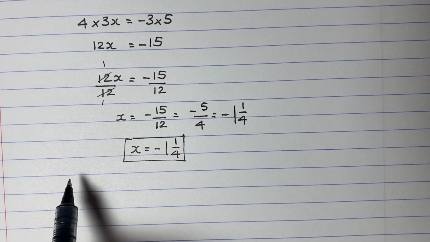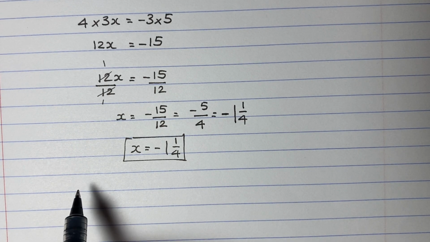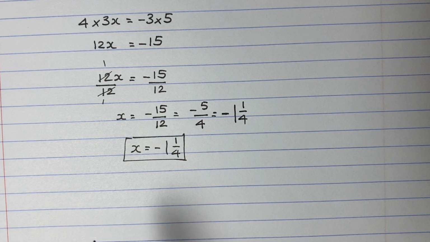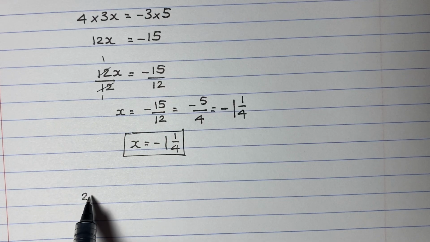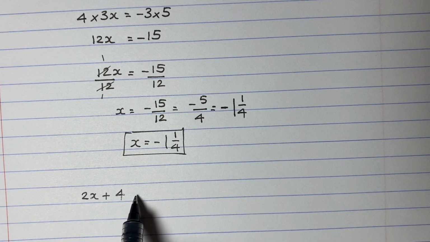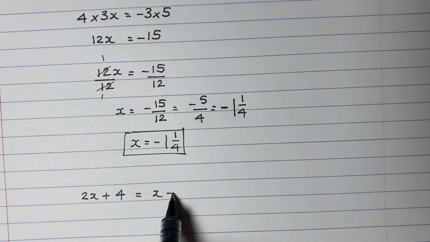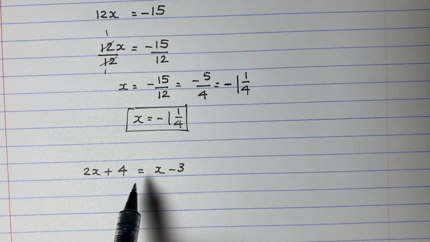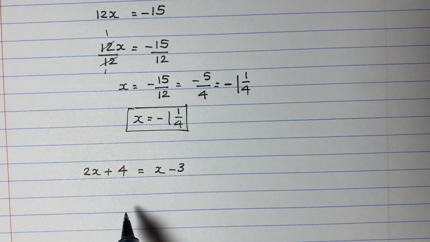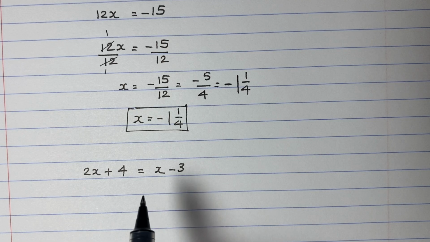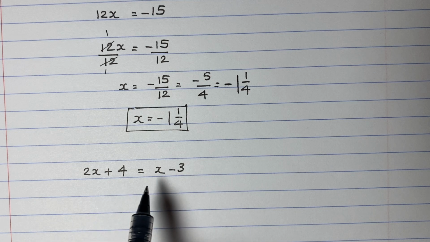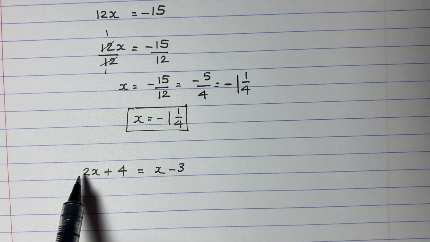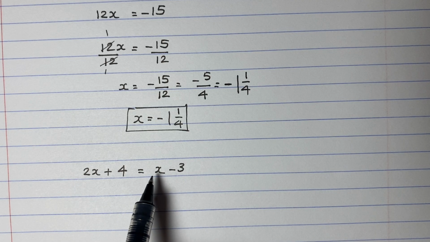Let's do some questions now, when I've got values of x on both sides. For example, I've got 2x plus 4 equals x minus 3. But this is the problem. We can't have x on both sides of the equation if you want to find the value of x. So the best way is to go to the side where there is less x. On the left hand side I've got 2x, on the right hand side I've got 1x.